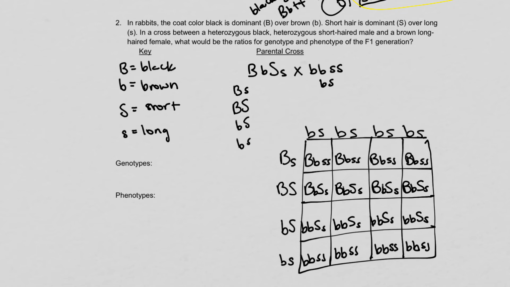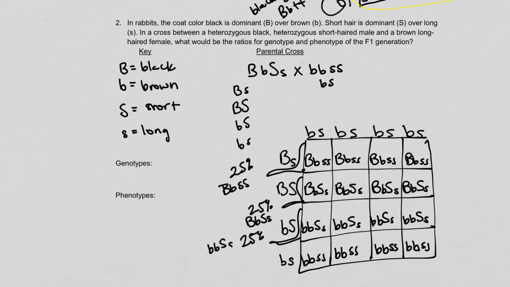All right, so our ratios for genotype are in rows, so 25%. So right here, this row, 25%. So 25% or 4 out of 16 for each of those different possible genotypes.